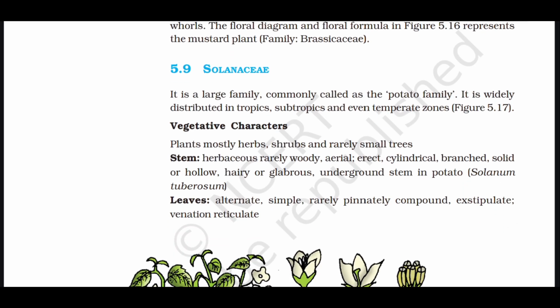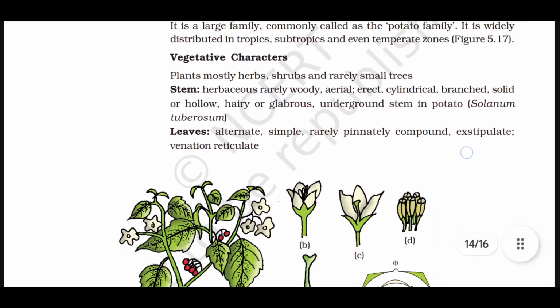5.9 Solanaceae. It is a large family commonly known as the potato family. It is widely distributed in tropics, subtropics, and even temperate zones. Vegetative characters. Plants, mostly herbs, shrubs, and rarely small trees. Stem, herbaceous, rarely woody, aerial, erect, cylindrical, branched, solid or hollow, hairy or glabrous. Underground stem in potato, Solanum tuberosum. Leaves, alternate, simple, rarely pinnately compound, exstipulate, venation reticulate.